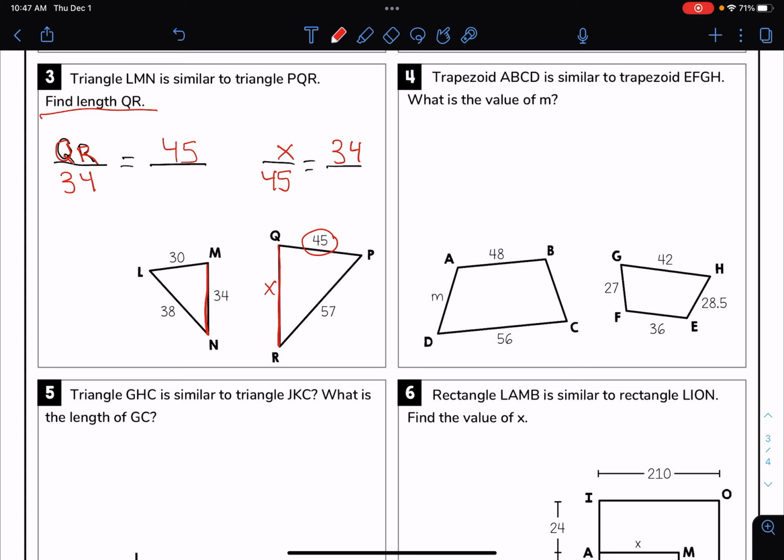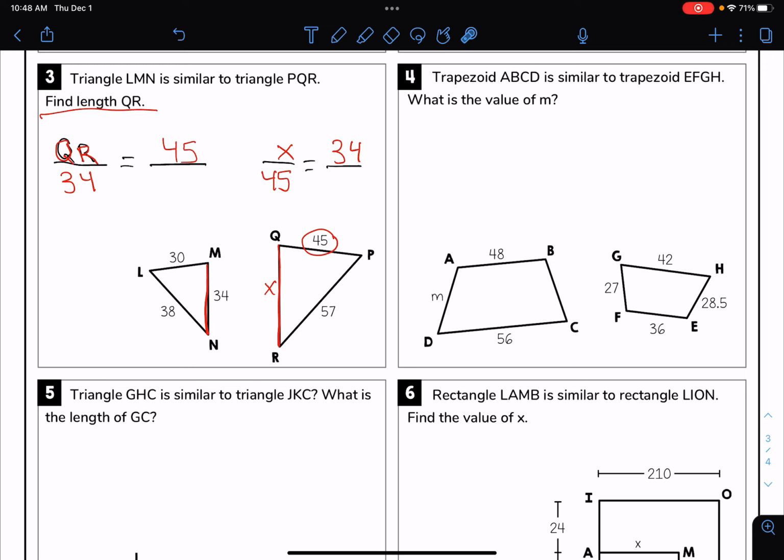So here, if you notice, QR is next to 45, but it's over 34. And then on this proportion here, 45 is under the X, which is the same thing as QR, and 34 is next to it. So it has to be in some order like that.